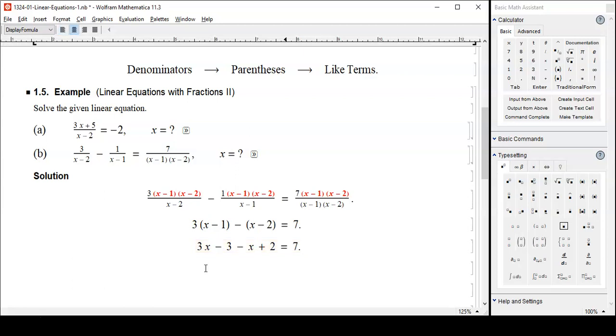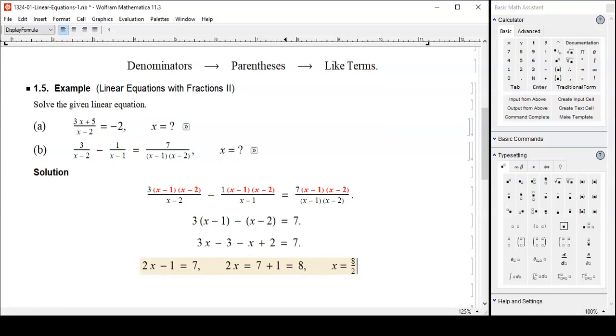And then let's take the like terms together. 3x minus x is 2x, and then 2 minus 1 equal to 7. 2x equal to 7 plus 1, which is 8. X is 8 over 2, which is 4. So the answer is x equal to 4.